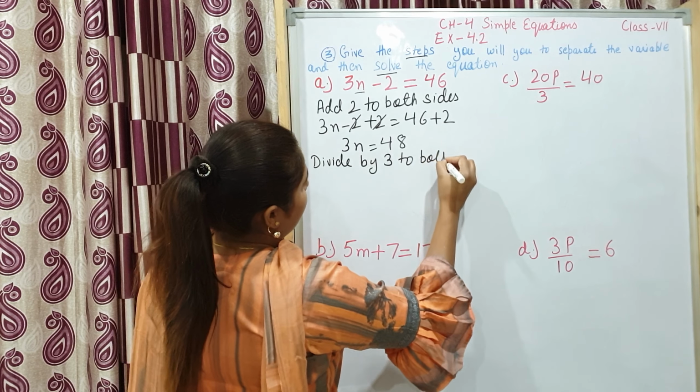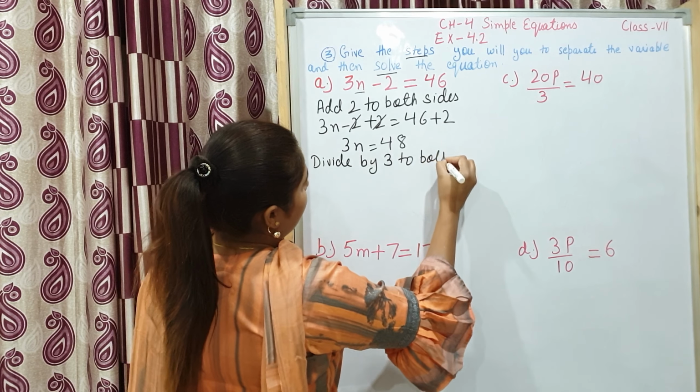Now 3 and s are multiplying. We will do the opposite. Divide by 3 to both sides. Now 3s upon 3, minus 12 upon 3. 3 cancel out. 3 4s are 12, minus 4. So the value of s is minus 4.